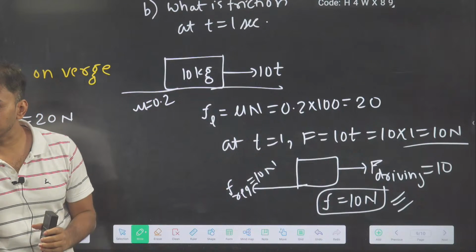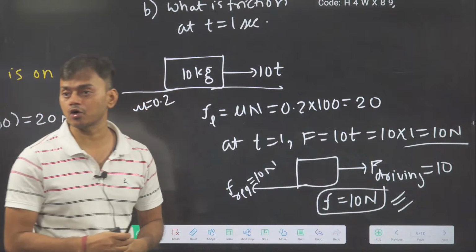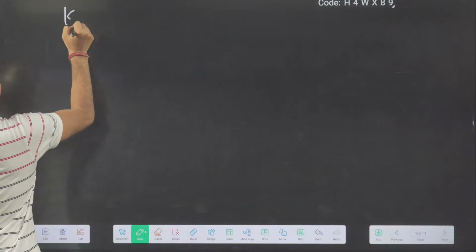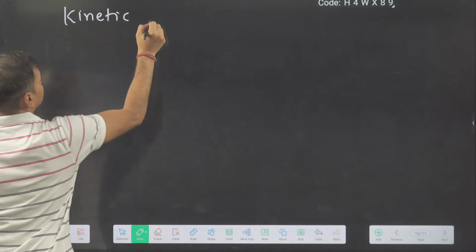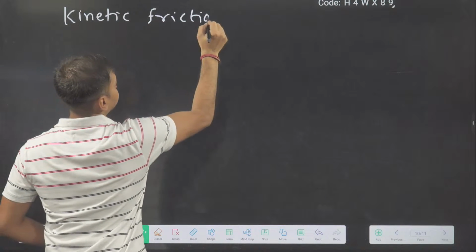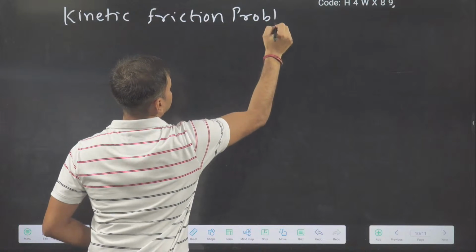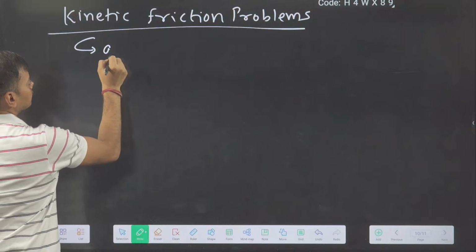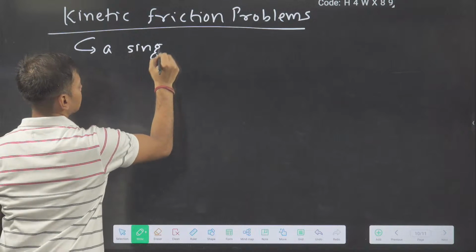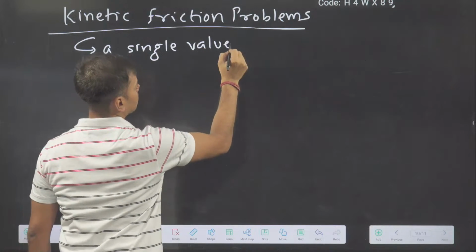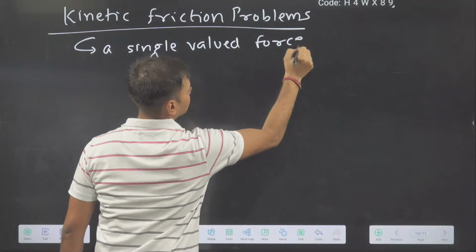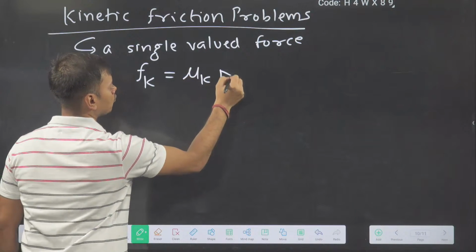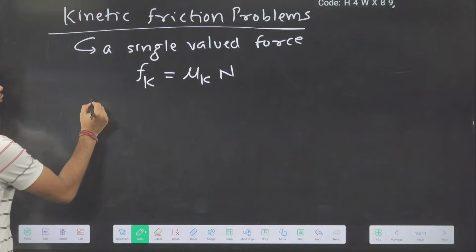Okay, now it's time to introduce kinetic friction. Much has been talked about static friction. So see now, kinetic friction problems. Kinetic friction is a single valued force. It is a single valued force having value Fk, K for kinetic. This is equal to mu K into N.